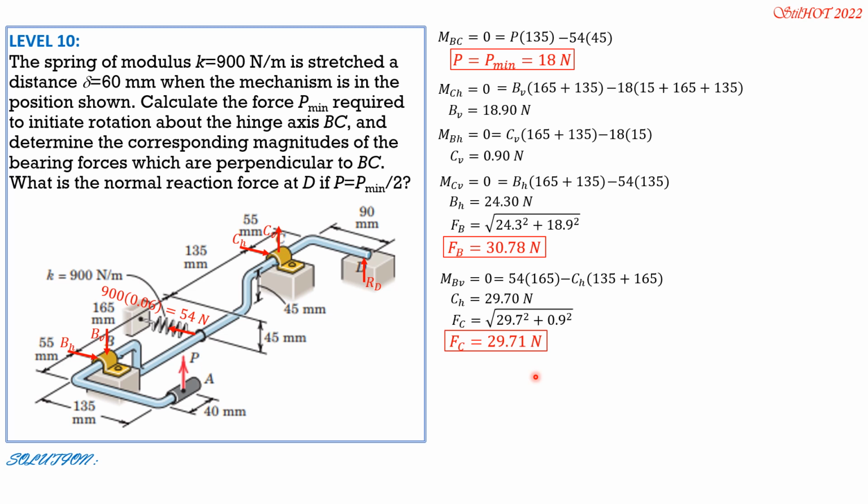So F sub C is equal to 29.71 newtons. Finally, when P is P minimum over 2 or 9 newtons, there is a reaction at D. So RD is now involved in our moment summations about BC. Remember this is 9. So 9 times 135 equals 9 times 135 plus RD times 90 minus 54 times 45. So solving, RD is equal to 13.5 newtons. So that's it for this problem.